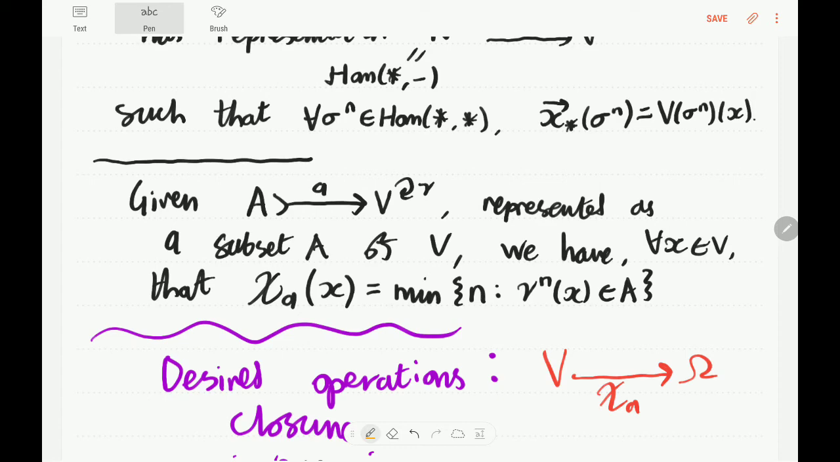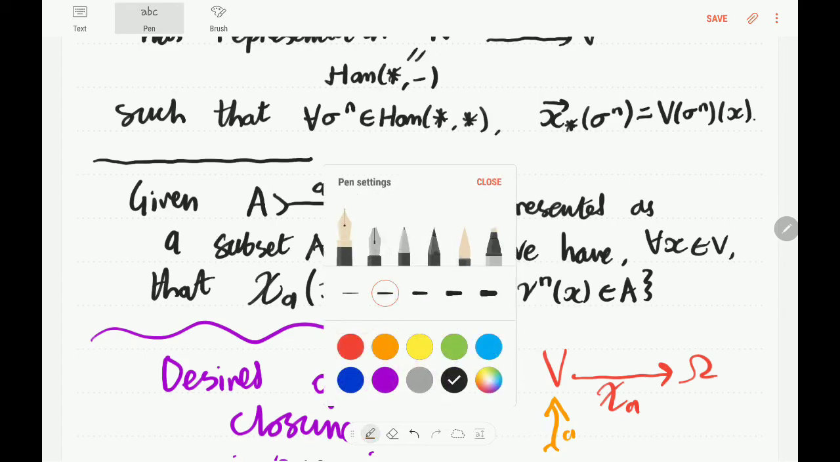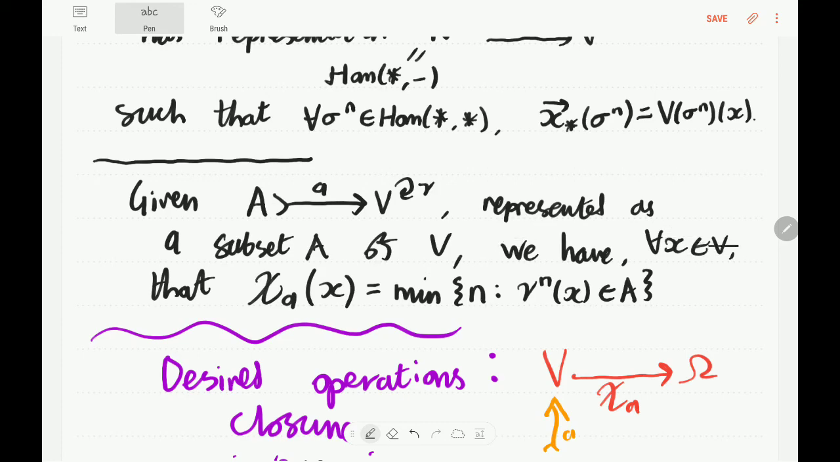But what if you want to know the values of chi for the other stuff? Well, it's pretty simple. In fact, this is how you really go from a sub-object A of V to this chi A. For a state X of V, we define chi A of X to be the minimum n such that you have to do n updates on V to get a member of this sub-object A. And you'd put an infinity there if you never get in A.